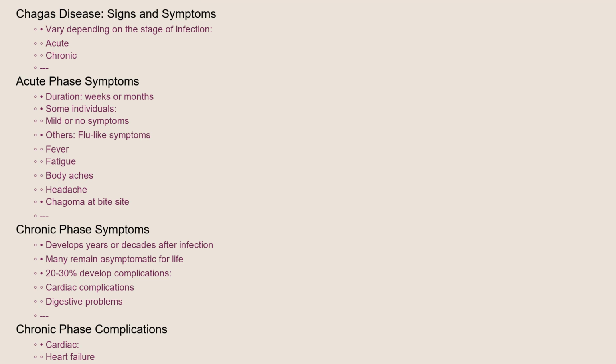In the chronic phase, which can develop years or even decades after the initial infection, many people remain asymptomatic for life. However, approximately 20–30% of chronically infected individuals will develop cardiac complications, including heart failure, arrhythmias, and sudden cardiac death. Digestive problems, such as difficulty swallowing, dysphagia, and constipation, can also occur.